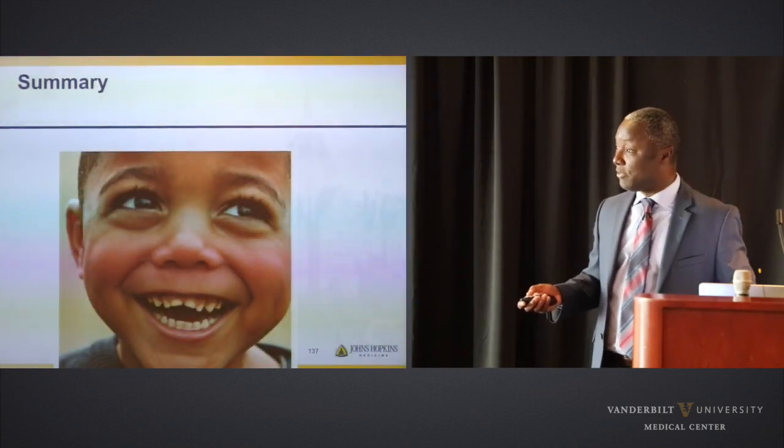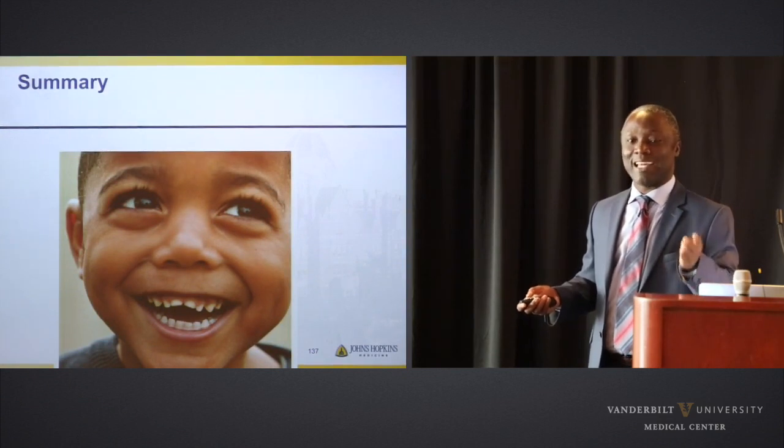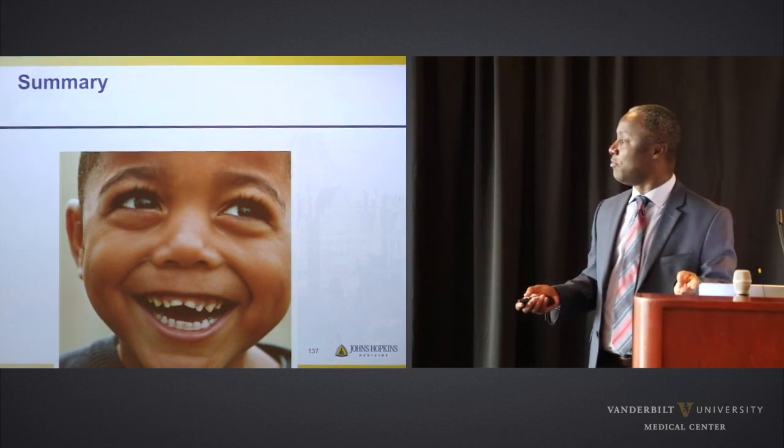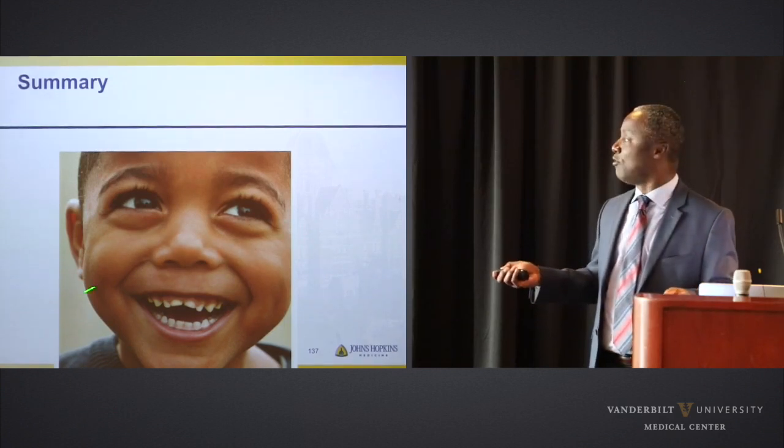So in summary, we have nerves that we can connect in combination and do them early to try to restore facial movement. There are muscles that can be done and tweaked to give us a more fuller smile.